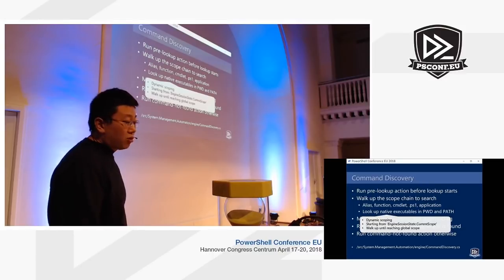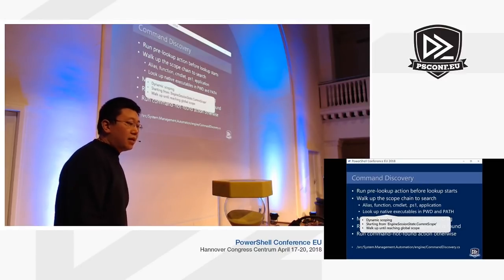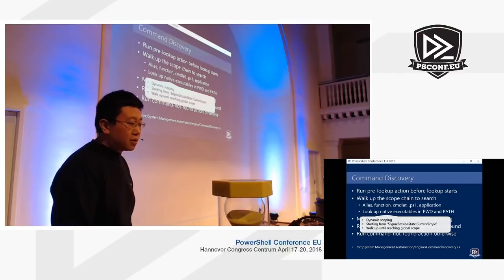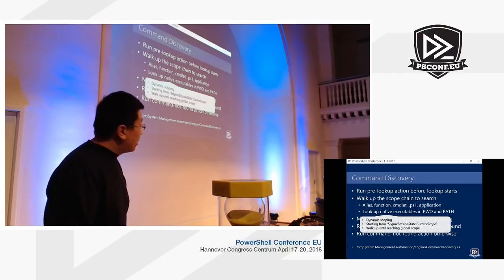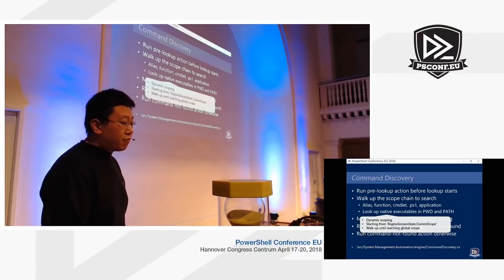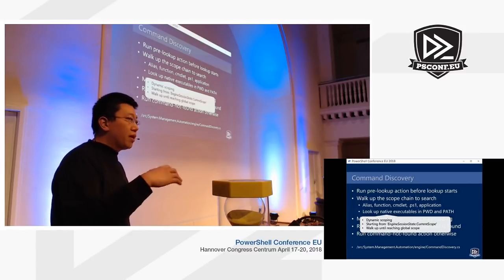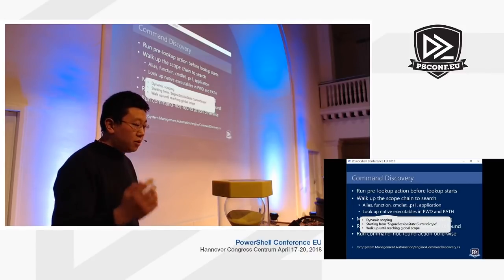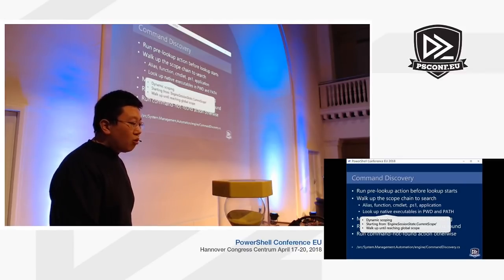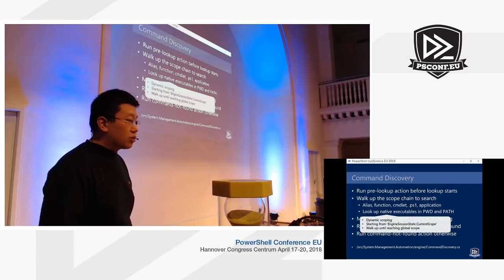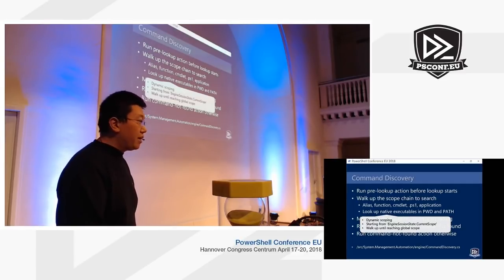PowerShell uses dynamic scoping, so all the functions, aliases, cmdlets, and variables are stored in scopes. In this step, the search will start from the immediate scope, then the parent scope, and so on until we reach the global scope. The preference order for the command types in the search process is alias, function, cmdlet, PS1 files, and application, which means it will search for alias first, then function, then cmdlet, then script files, and then application.